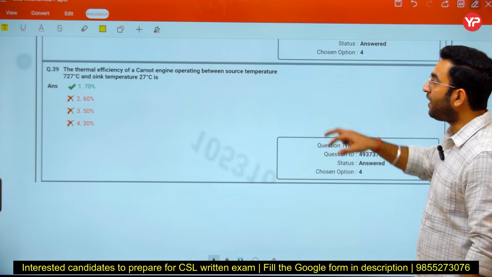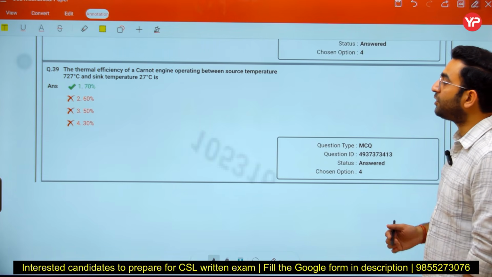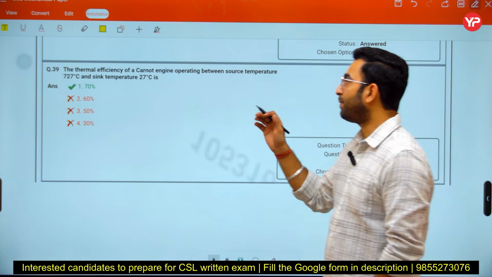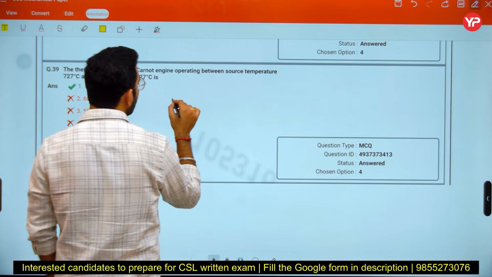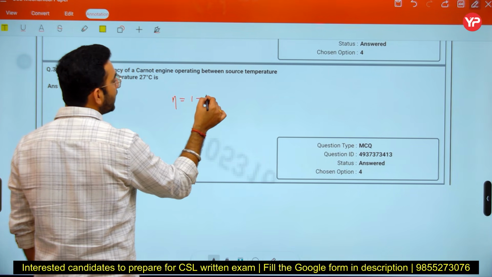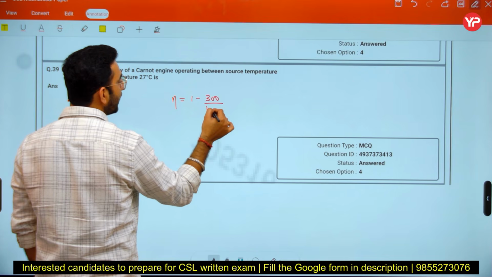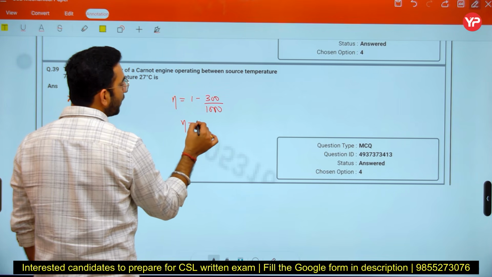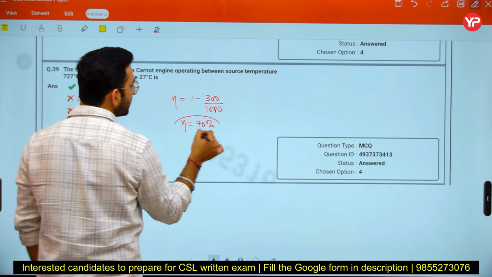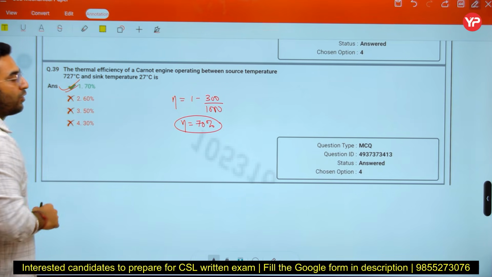Next part: thermal efficiency of a Carnot engine operating between a source temperature of 727 and a sink temperature of 27 degrees Celsius. Here you can calculate 1 minus 300 Kelvin divided by 1000 Kelvin. If you solve it, you are going to get the answer as 70% here. So option number 1 is going to be the correct answer.